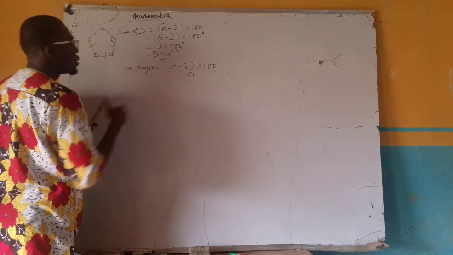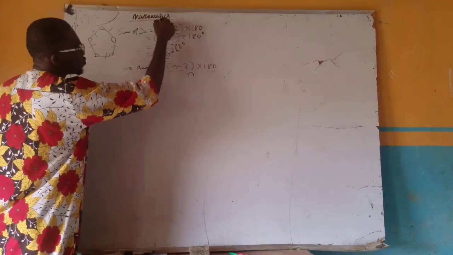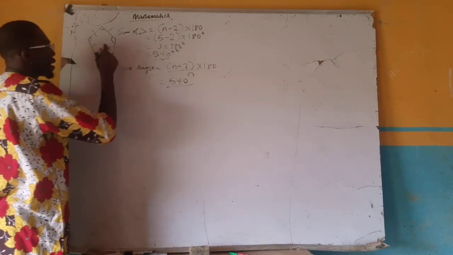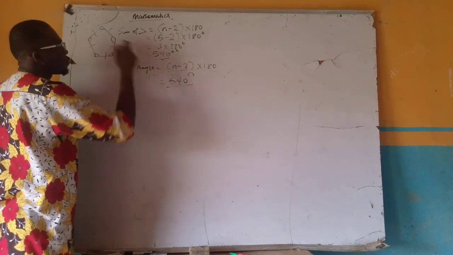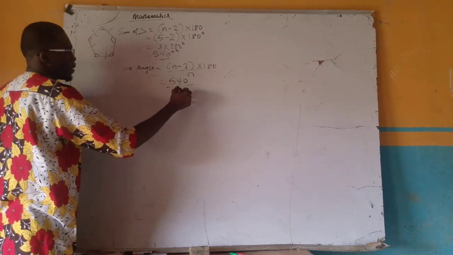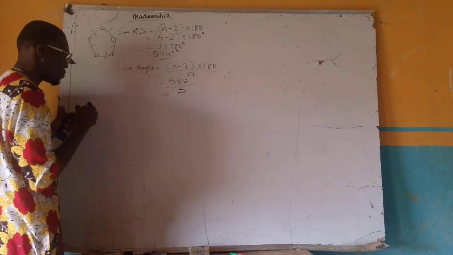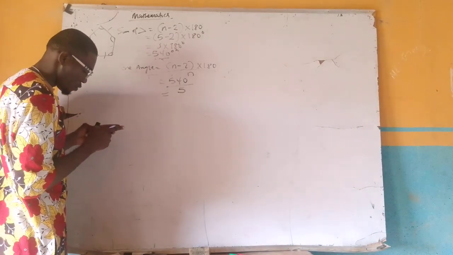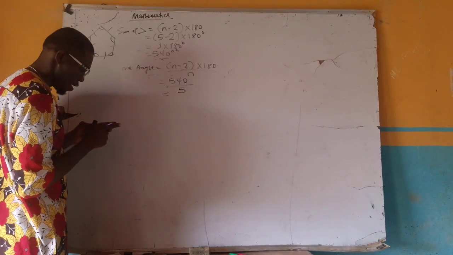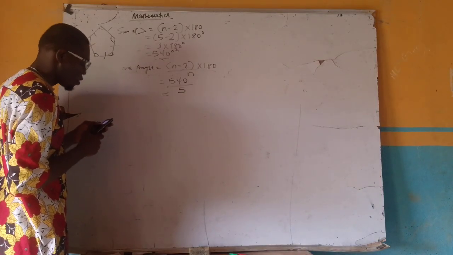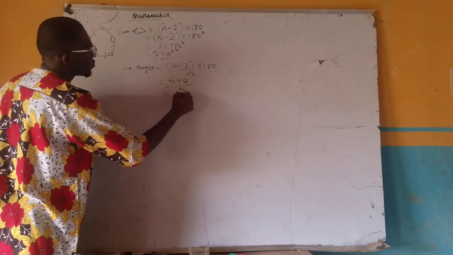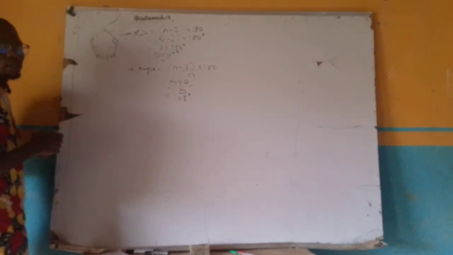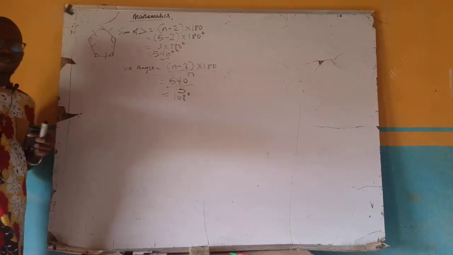So let's use this formula. Remember, when we solved all this, we got 540, divided by n. Divided by n means the number of sides this shape has. 5 sides. So we have 540 divided by 5. So we have 108. So each of the angles has 108, 108, 108, 108, 108. Okay, so we have been able to do two things at once now.